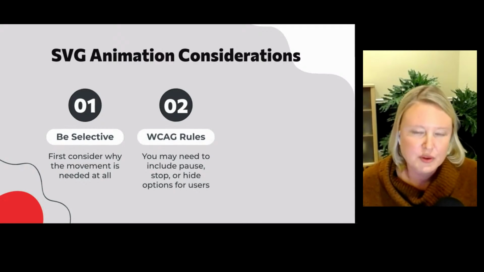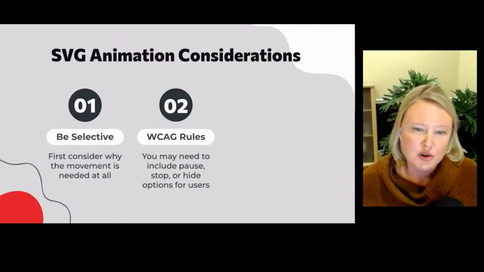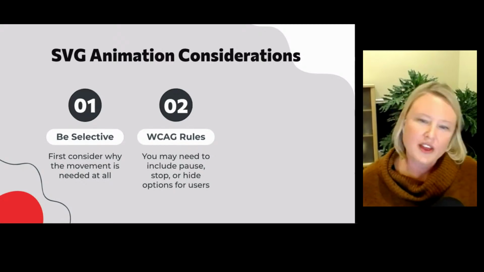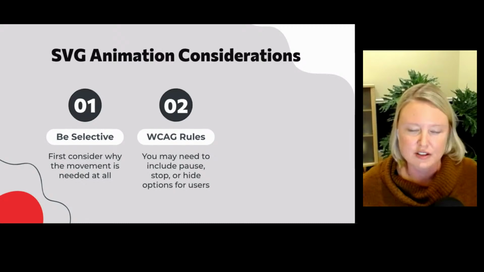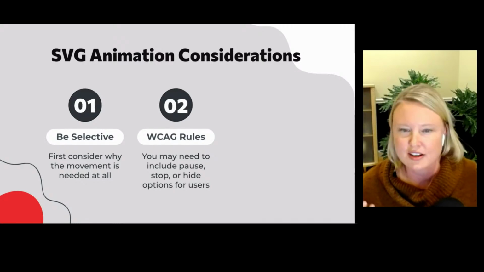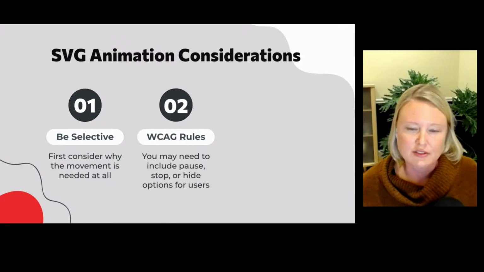So WCAG, of course, has some rules around motion and flashing, strobing, that sort of thing. So we hope that the animation isn't so great that you're even in that strobing or flashing range. Well, that's serious stuff, right? That can cause seizures, that can cause migraines or really physical reactions. You can really hurt someone. So we have to be really careful on that.